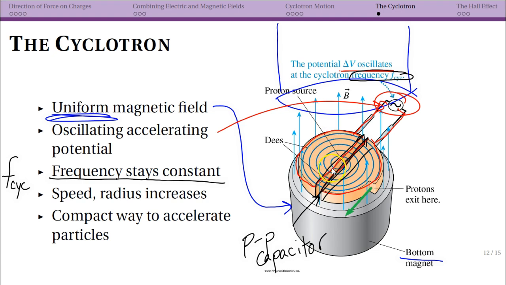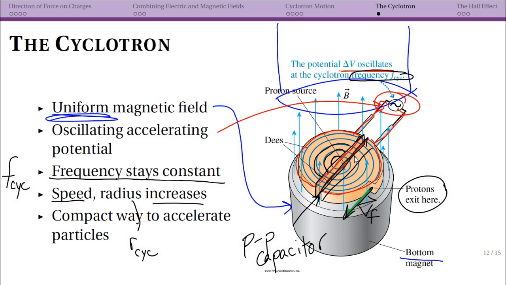Now, as they hit that gap and accelerate a little bit, the speed is going to increase. Remember that the cyclotron radius does depend on speed. That's why it circles from little circles, and then you get bigger circles and bigger circles. Every time it accelerates, it goes into a slightly bigger circle, and the speed keeps increasing that way, and the radius keeps increasing. Eventually, the protons exit, and they have some pretty big final speed, even though they started almost at rest. So this is a compact way to accelerate particles.